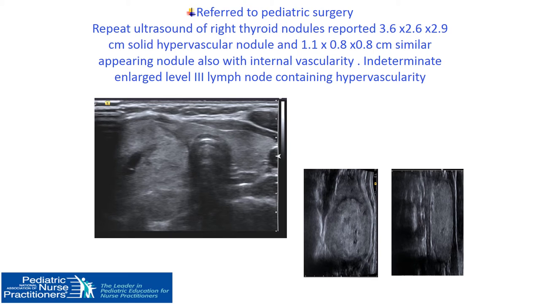There's that big thyroid nodule there. It's big compared to the other side. This is a little cross-section here. This is a normal thyroid. This is the nodule on her. So it's clearly large. Due to the size of the mass, excision was recommended.